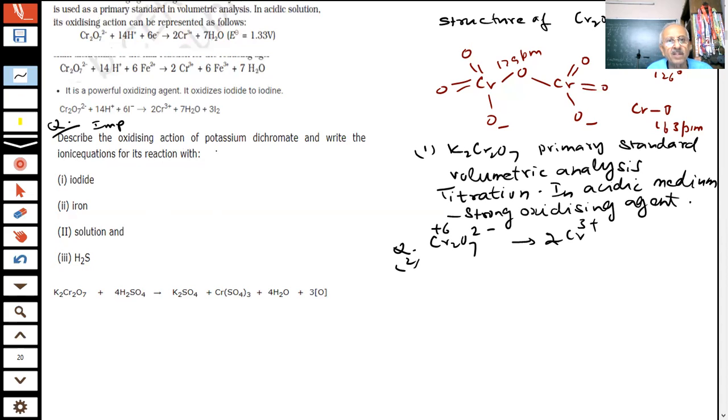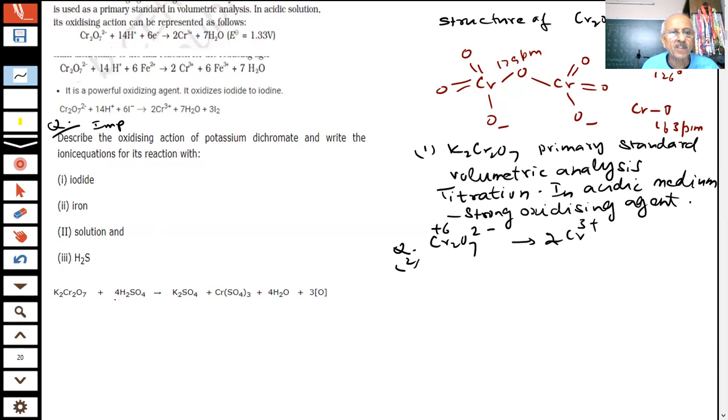The question is asked like this. I have given 4, and they will ask only one of them. It depends on the examiner. Repeatedly they ask: give an oxidizing reaction of potassium dichromate, or give the reaction of potassium dichromate with iodine, or complete the reaction. Many ways these questions are given, students.